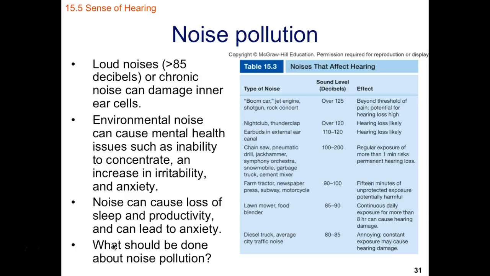irritability and anxiety. Basically, I'm describing everybody that lives in downtown Chicago. Just kidding.